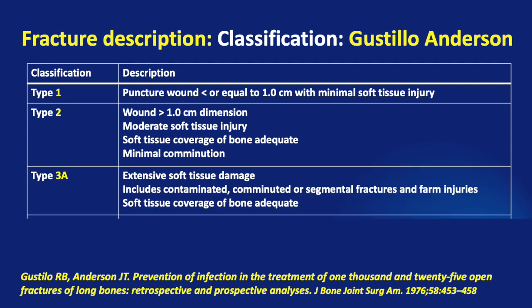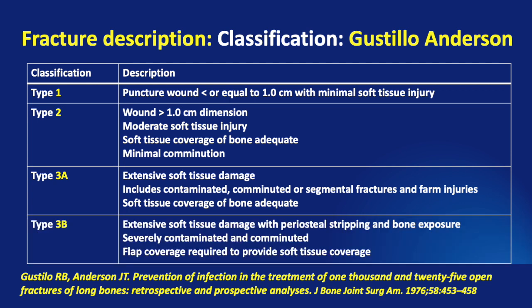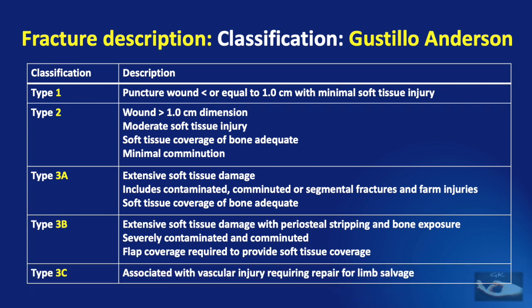Type 3 has got 3 subtypes, in which 3A refers to extensive soft tissue damage including contaminated, comminuted or segmental fractures and farm injuries referring to biological contamination, but the soft tissue coverage of the bone is adequate. If there is extensive soft tissue damage with periosteal stripping and bone exposure with a severely contaminated and comminuted fracture requiring a flap to provide soft tissue coverage, it is classified as type 3B. And if it is associated with vascular injury requiring repair for limb salvage, it is classified as type 3C.